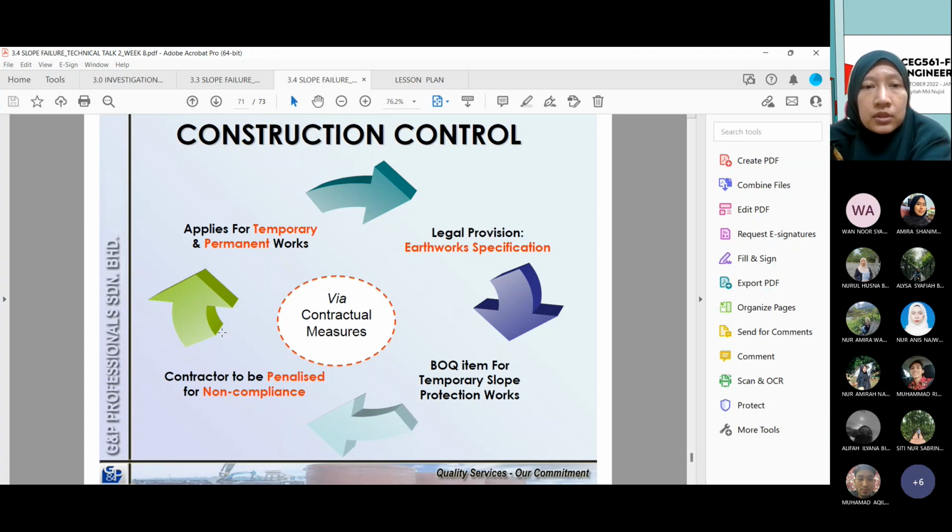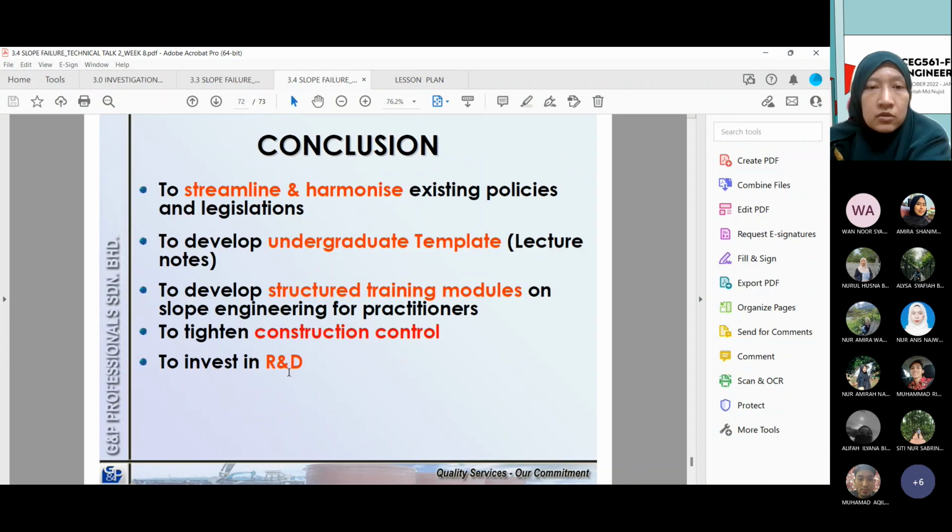So what are construction controls? The first one, from the process here, let's say it applies for temporary and permanent works, and then legal provisions as work specifications, and then BOQ items for temporary slope and protection works, and then the contractor to be penalized for non-compliance. The last process is very common: if you cannot comply within the period of the construction duration, they will terminate you according to your work progress. If you do not meet the work progress, you are required to quit or stop from doing any construction activities.